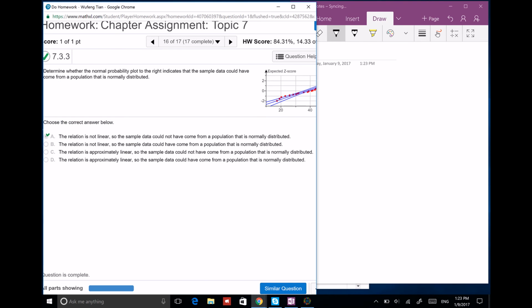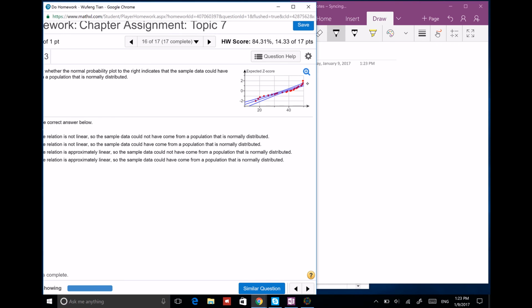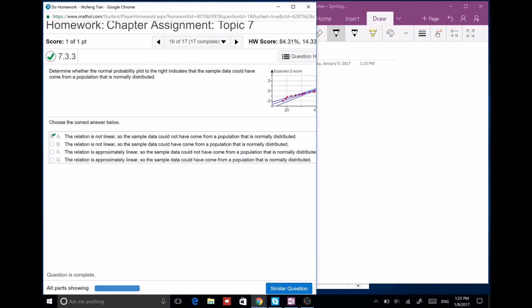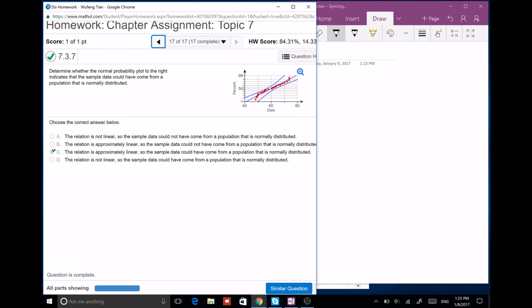Next two numbers are pretty simple. If the relation is linear, then the population is normally distributed. If the relation is non-linear, it's not normally distributed. Okay, this is linear, so it is normal distribution. Right, so this is this one.